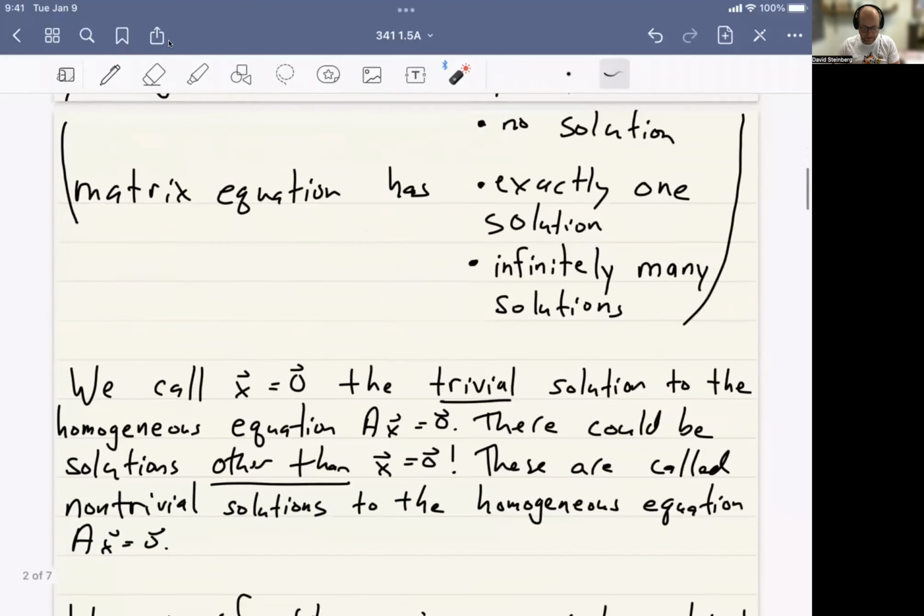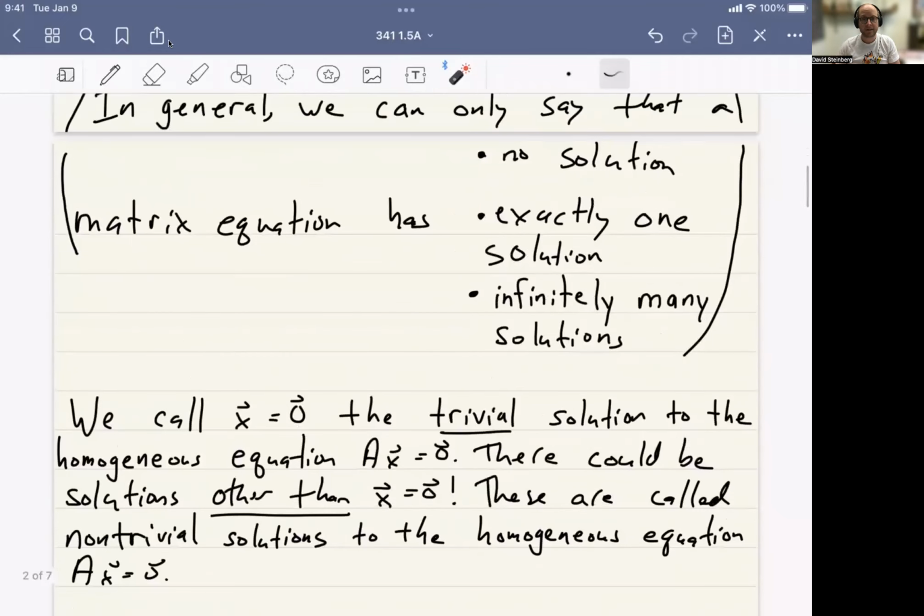So we call this boring solution to the homogeneous equation the trivial solution. There's always the trivial solution to any homogeneous equation. There could be other solutions, non-zero solutions, and those are called non-trivial solutions to our homogeneous equation. Homogeneous? I think both pronunciations are acceptable. Anyway.